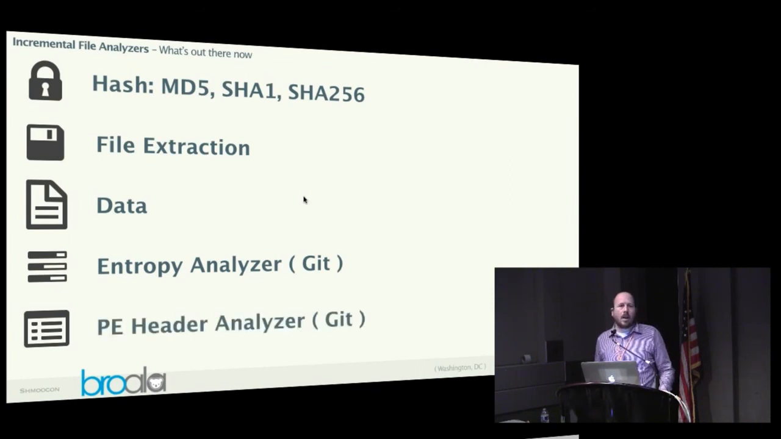And a PE header analyzer. The PE header analyzer is in Git. It does need a manual fix to get it to work. It's a limitation of our existing language we use to write file parsers, but we're working on getting that fixed and into Bro as quick as we can.